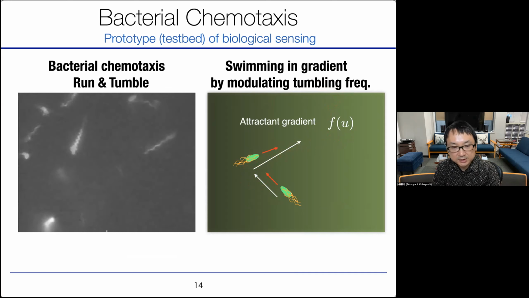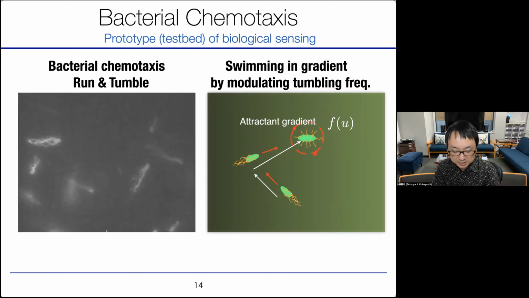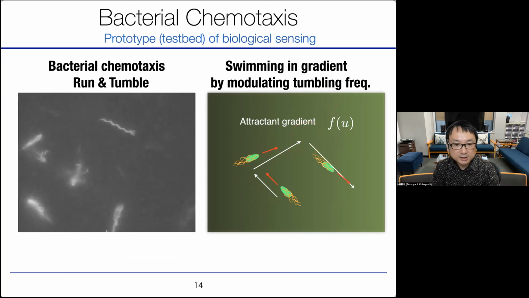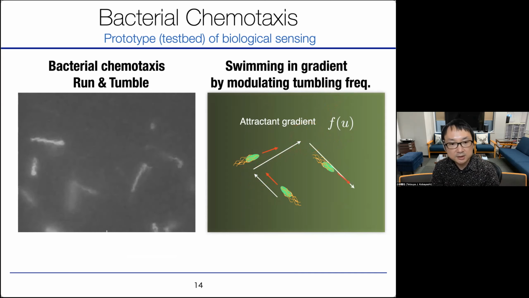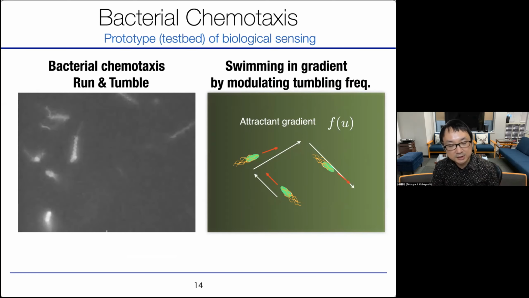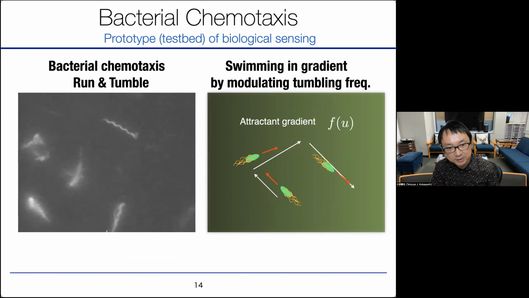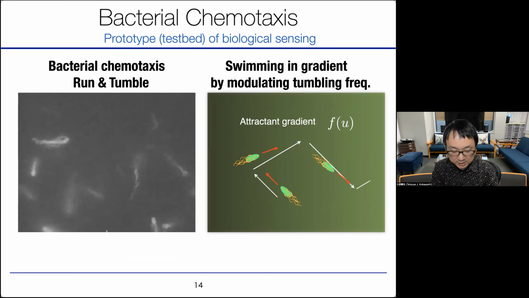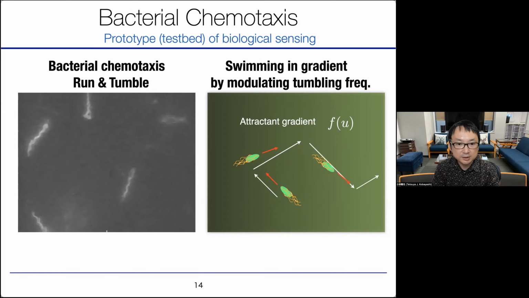But of course, there is stochasticity in cellular behavior. Sometimes this guy does tumbling again. But on average, by suppressing the tumbling when it is going up the gradient and increasing it when it is going down the gradient, this cell can swim up the attractant gradient.